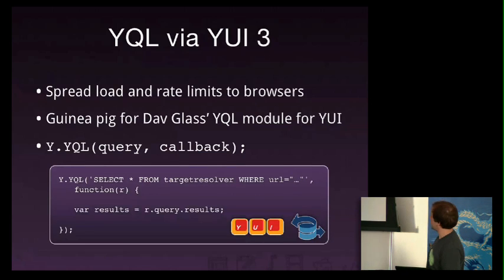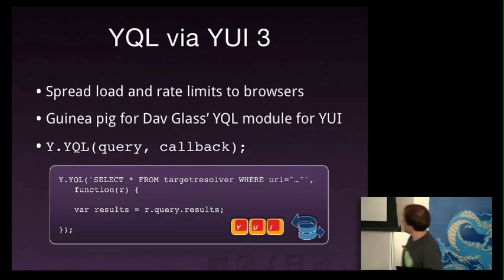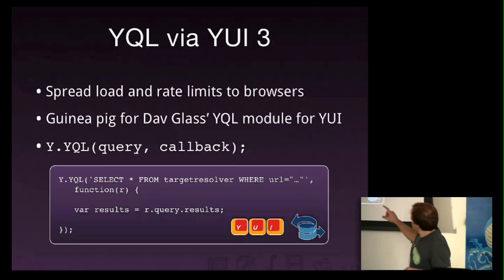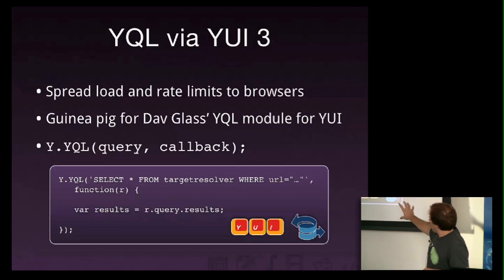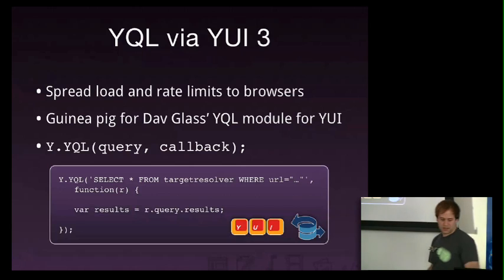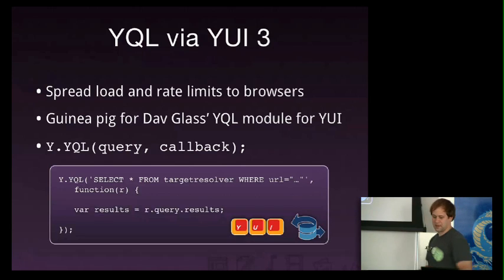Something like this is what it would look like for us. We're querying our YQL tables from the client. We're just selecting all the data, star, from our target resolver table where URL equals some URL, and have a callback, and now we have the results. And we can send those along with the tip back to the server.